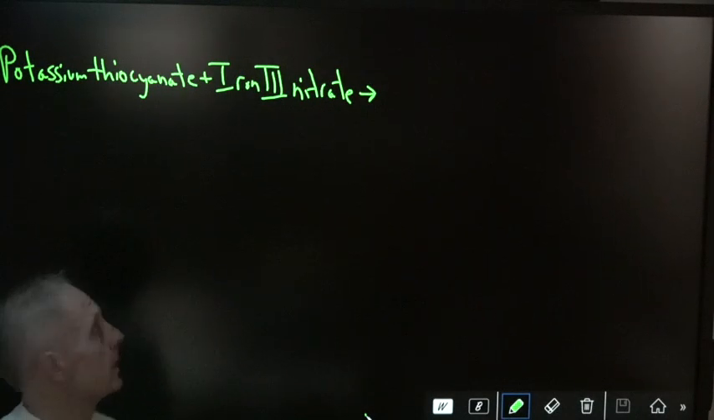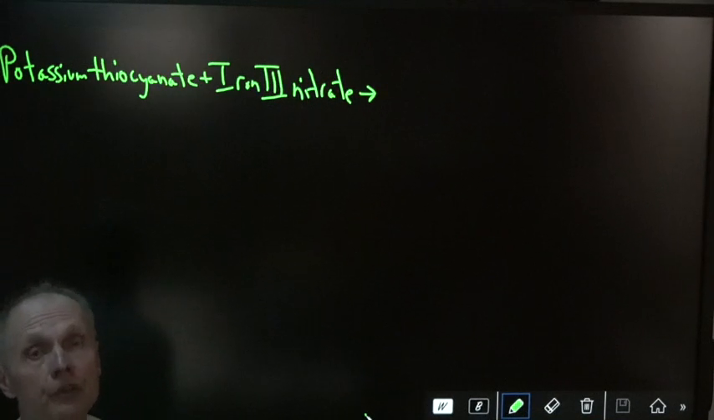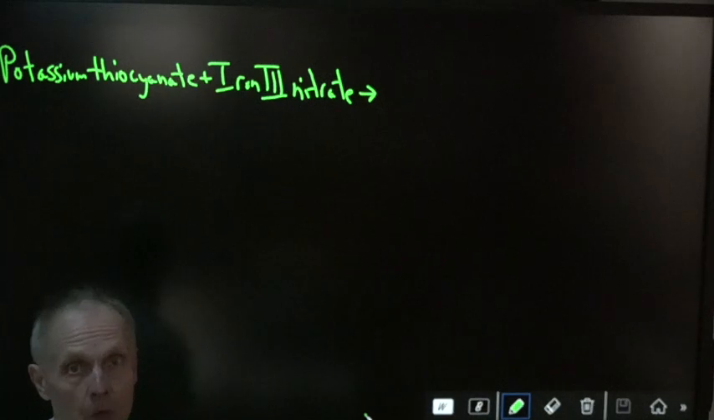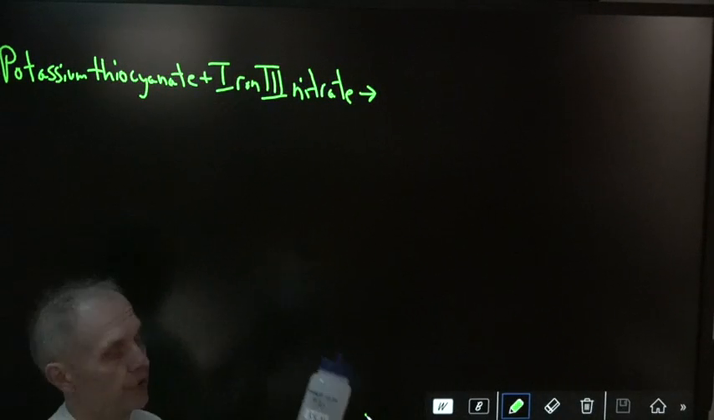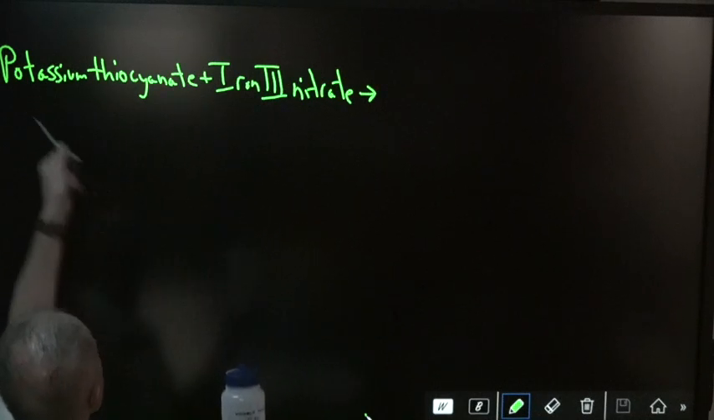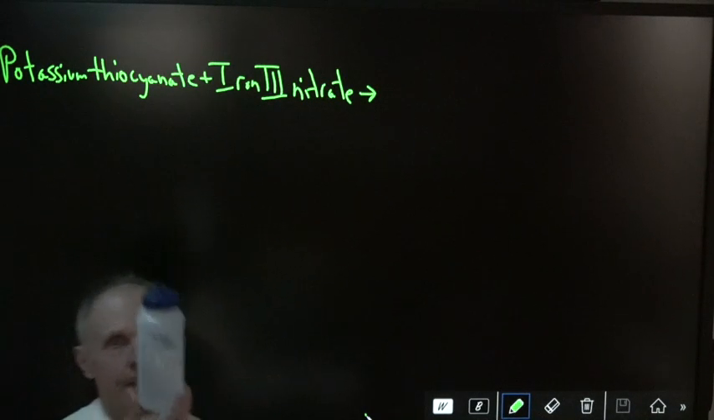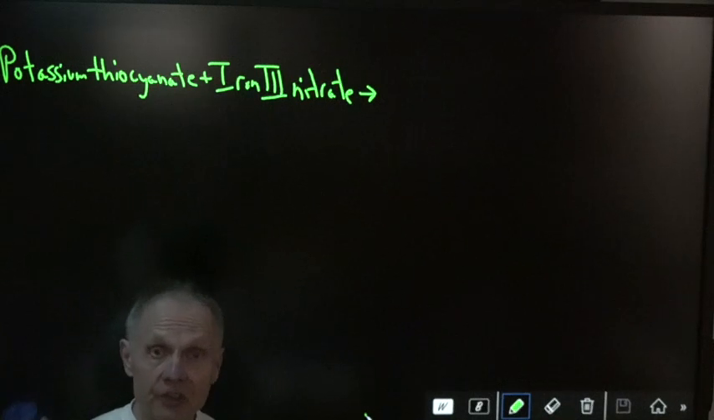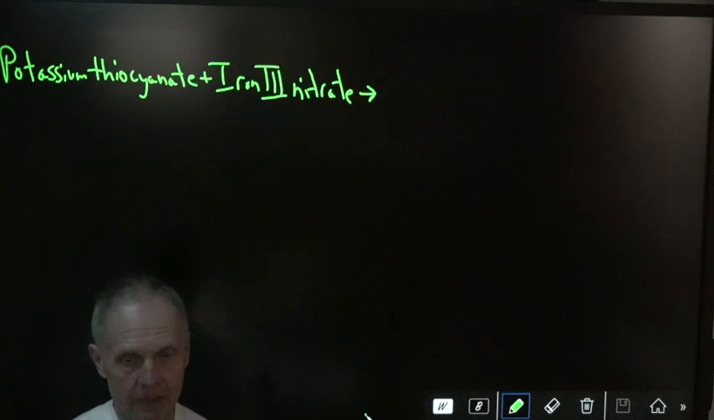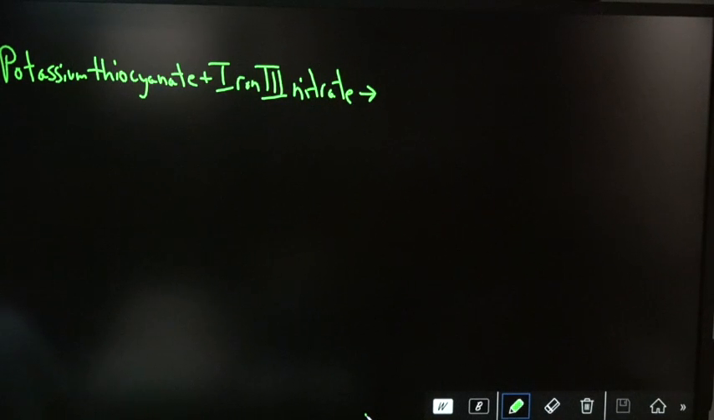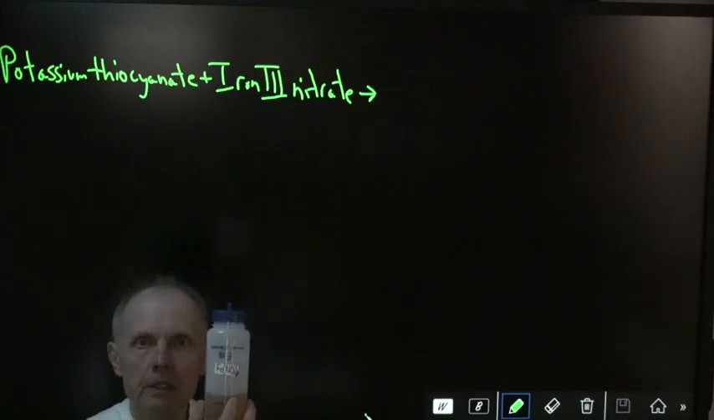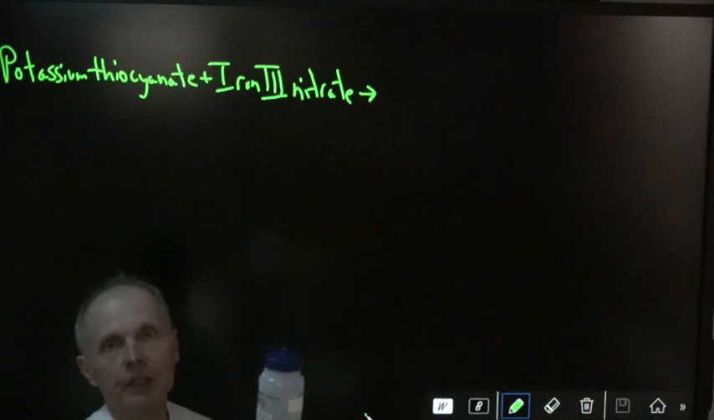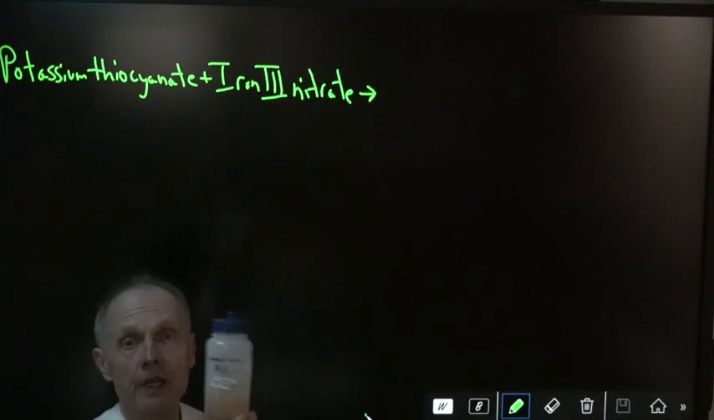Okay, so now here are the two substances we're going to use. Well, they're called solutions because we already have them in water. All right? This is potassium thiocyanate right there. Notice it's clear. Yes, it's clear because it has no transition metals in it. The second one we're going to use, Iron III Nitrate. Not clear, colored because iron is a transition metal.